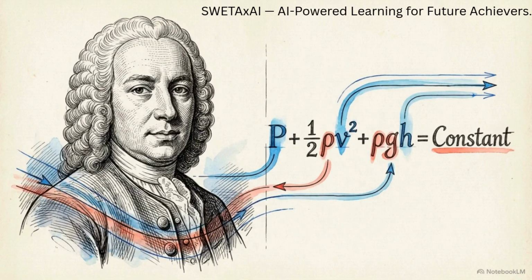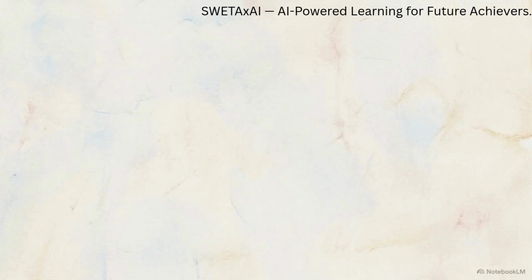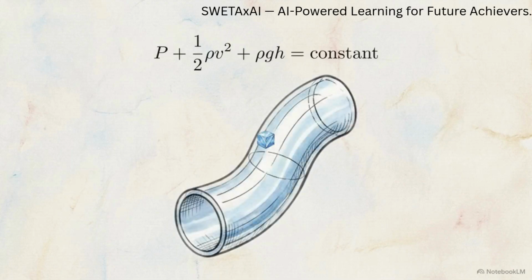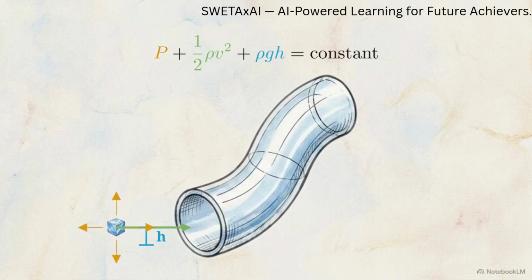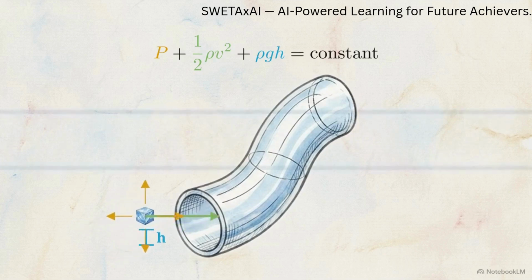To track the energy of a flowing fluid, we use Bernoulli's principle, the fluid dynamics equivalent of the work-energy theorem. Look at this control volume in a narrowing, elevating pipe. Bernoulli's equation states total mechanical energy remains constant. 1/2 rho v squared is kinetic energy. Rho gh is gravitational potential energy. Finally, P is internal pressure energy, shown by outward radial vectors.